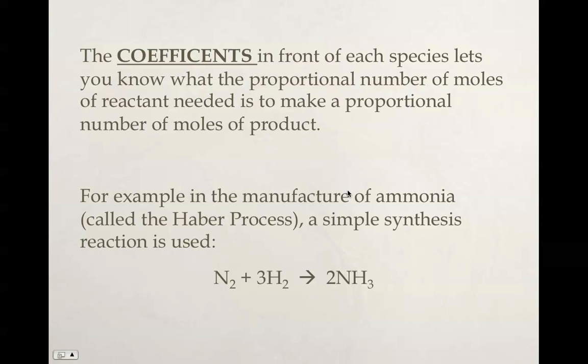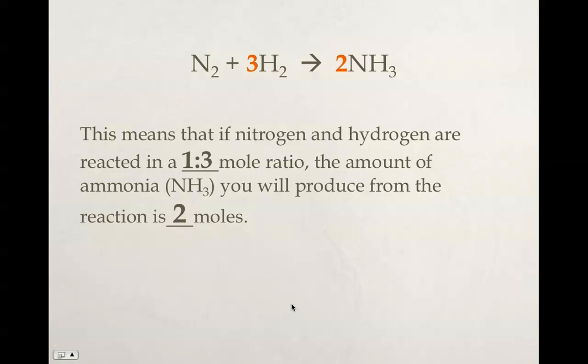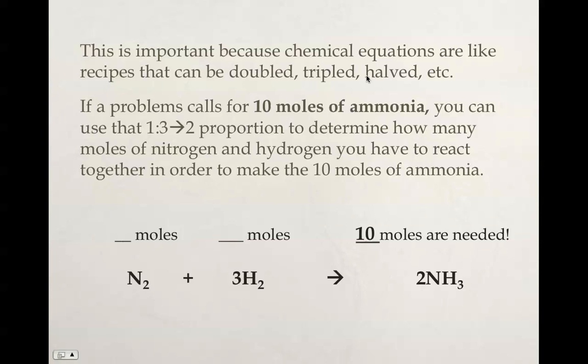So for example, when we manufacture ammonia, we have this simple synthesis reaction. If we look at the coefficients, this means that if nitrogen and hydrogen are reacted in a 1 to 3 mole ratio, nitrogen has a 1 out in front here, and hydrogen has a 3 out in front, so that's where the 1 to 3 comes from, you will produce 2 moles of ammonia.